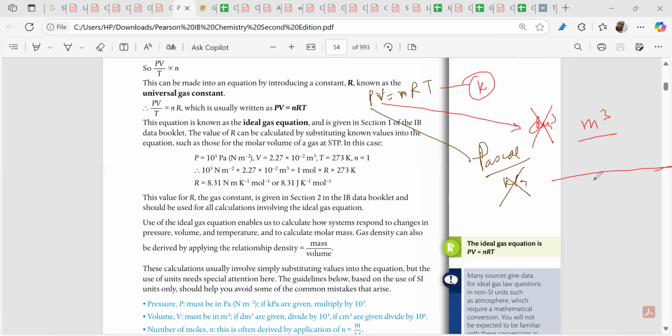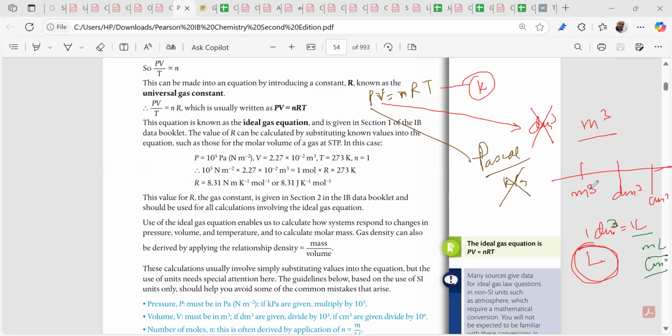This one, meter cube, decimeter cube, and centimeter cube. See, in IBDP we don't use liters. One decimeter cube will be equal to 1 liter. But in IBDP, we don't use liters, I'm telling you; in APU we use. We use decimeter cube, not liter, not milliliter. Milliliter is centimeter cube.